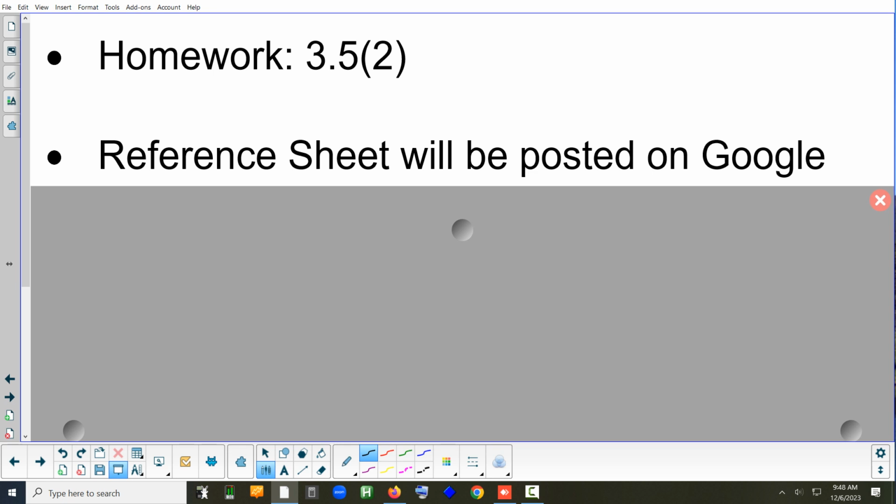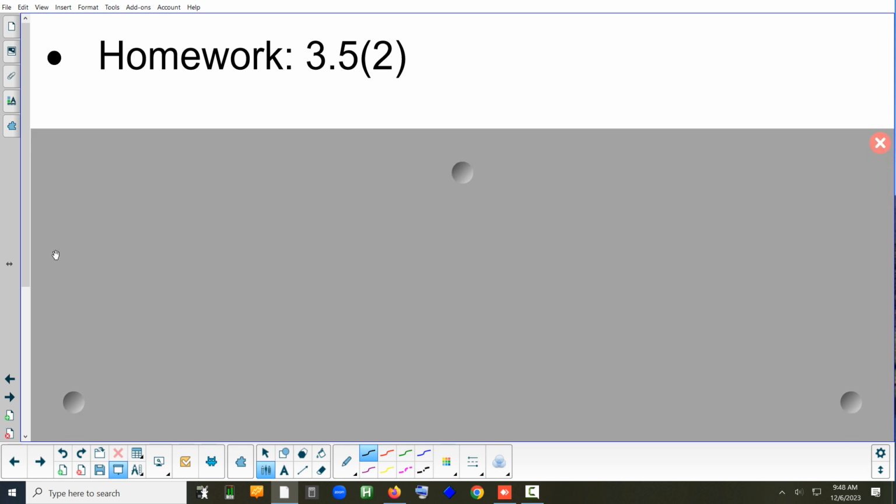All right, so homework tonight, 3.5 part 2. Okay, reference sheet is already posted. You don't have to do anything with the reference sheet tonight. We're going to do that tomorrow in class, so we'll have a review day. And then for every question you get right on the review, I'll give you an extra point on the test. So any questions on the homework, what the homework is for tonight?